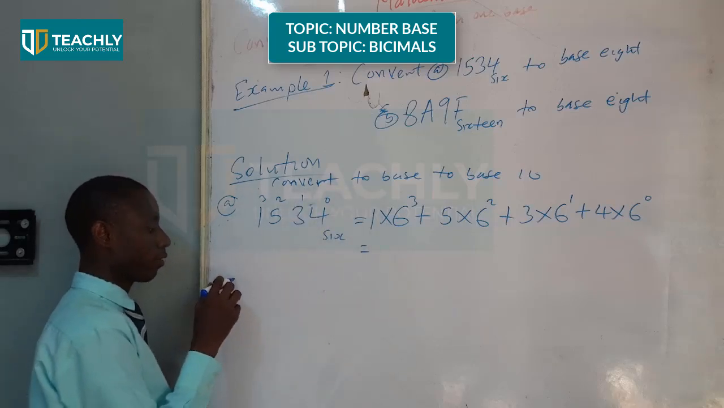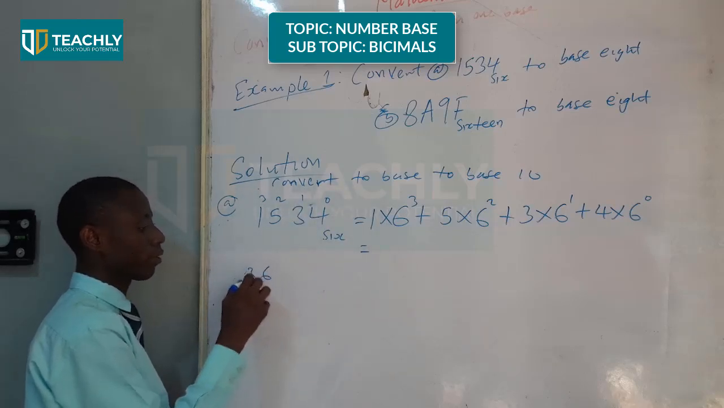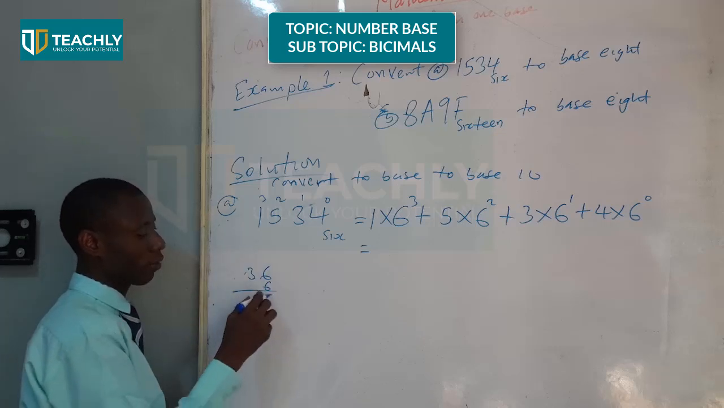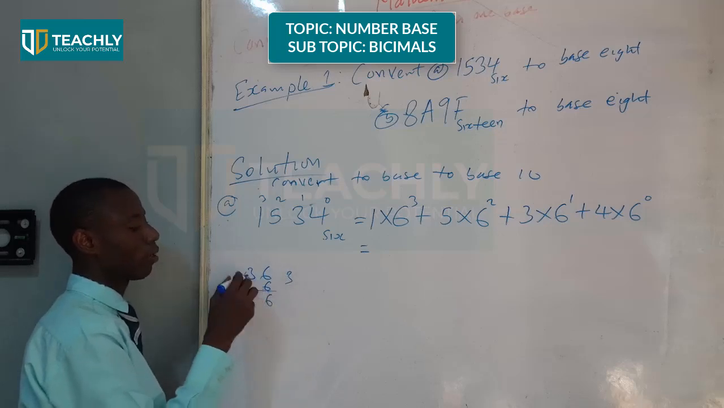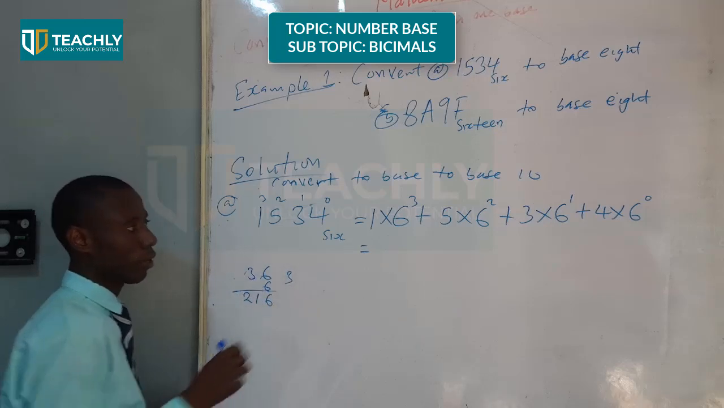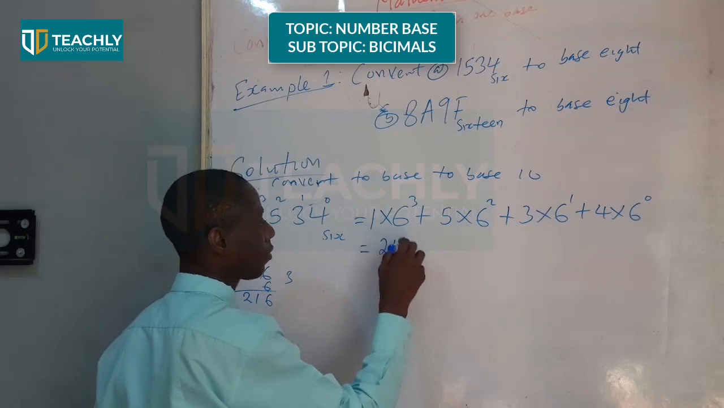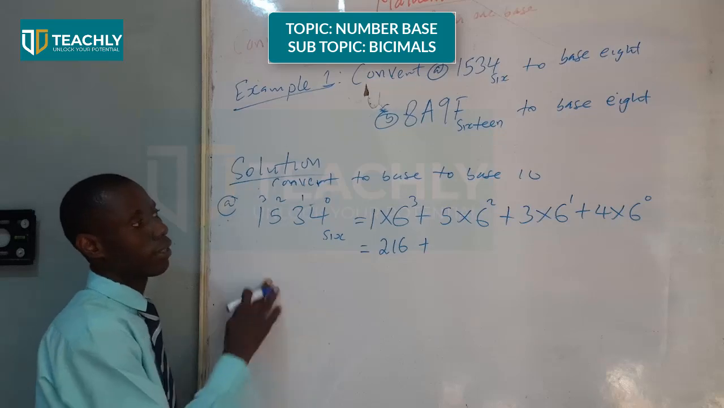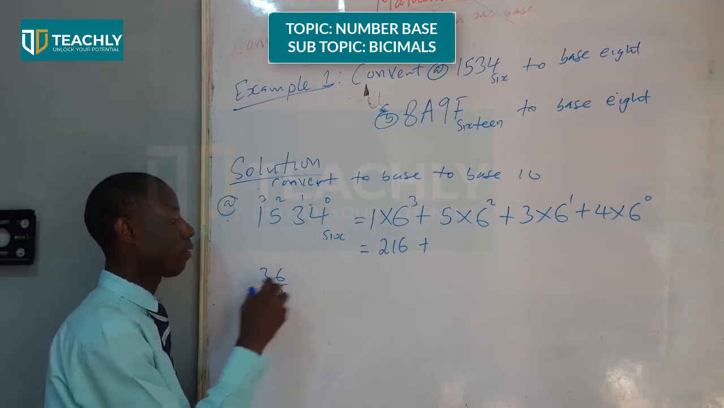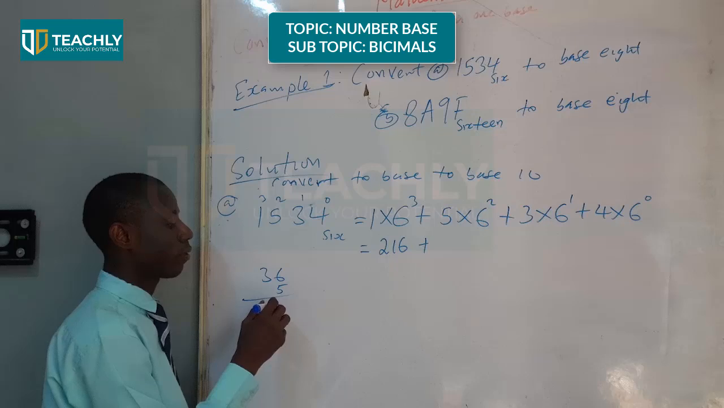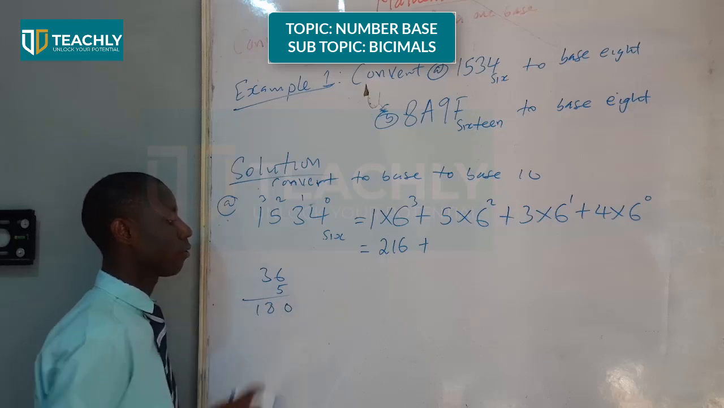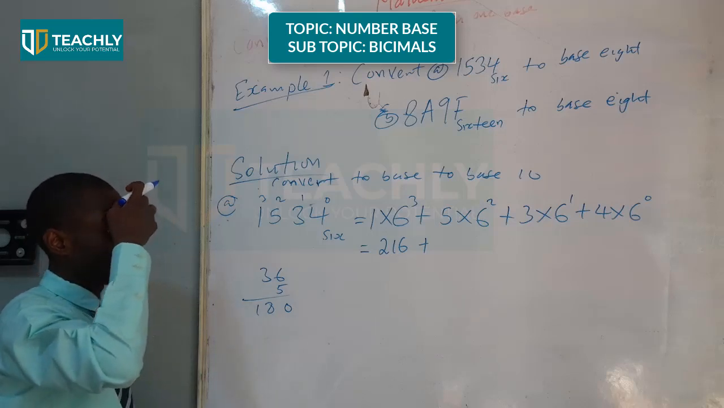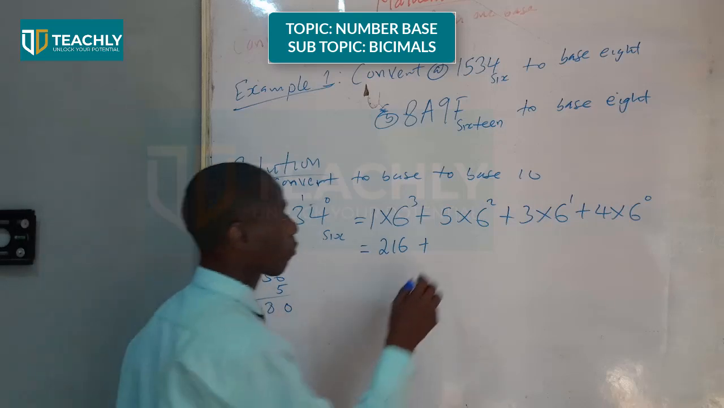So if you are to do this, what is 6 to the power 3? That is 6 times 6 times 6. 6 times 6 is 36. 36 times 6: 6 times 6, you have 36, you keep 3, 6 times 3 is 216. So I'm going to have 216, plus 6 squared is 36. 36 times 5: 5 times 6 is 30, then 5 times 3 is 15, so that is 180.